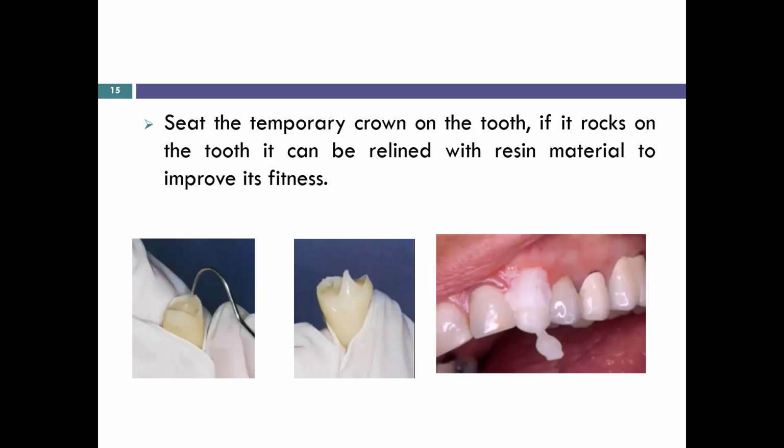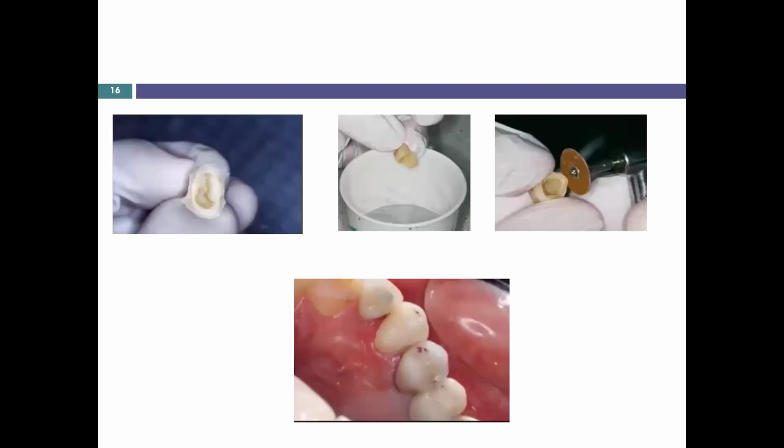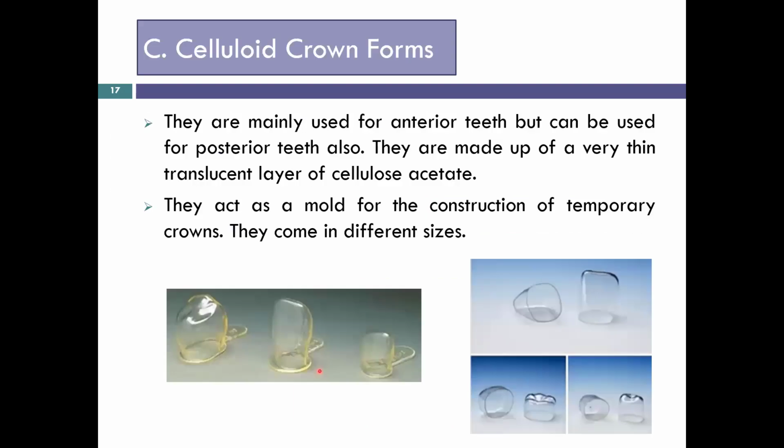All the excess material is around the tooth. Now they have removed all the excess material, trimming is done. Now the placement of temporary crown has been done using temporary cement.